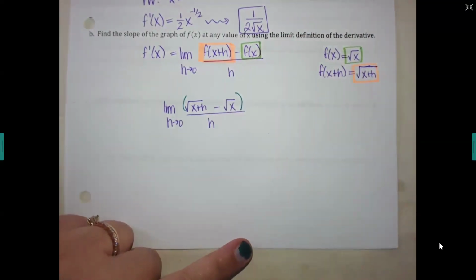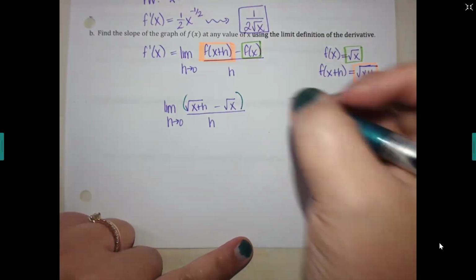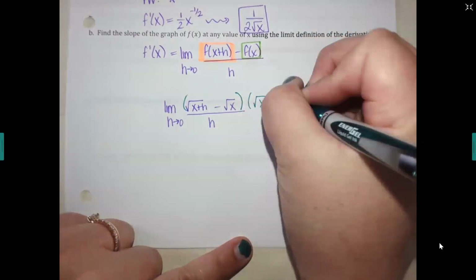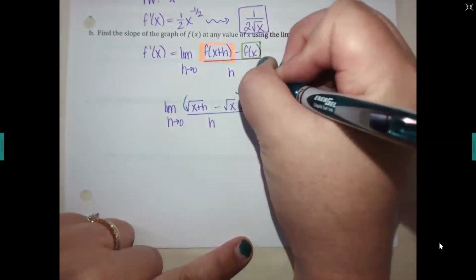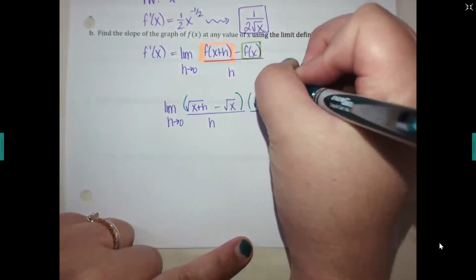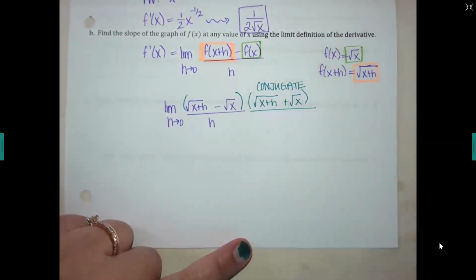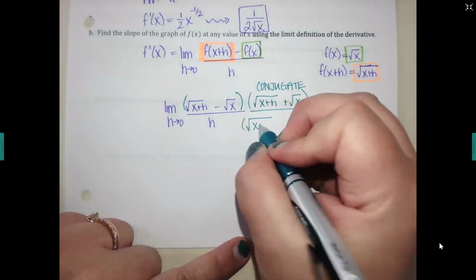So remember, the conjugate, you just switch the sign in the middle from a minus to a plus. So it'll be root x plus h plus root x. Okay, conjugate. And then remember that if I want to multiply that on top, I have to also multiply where else? At the bottom.